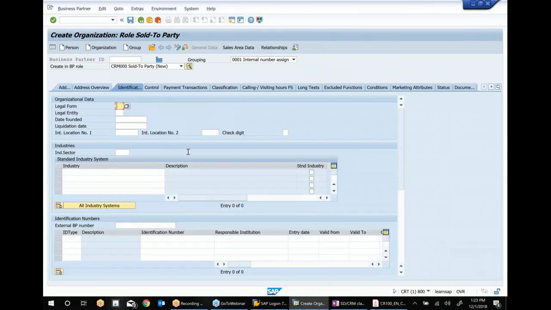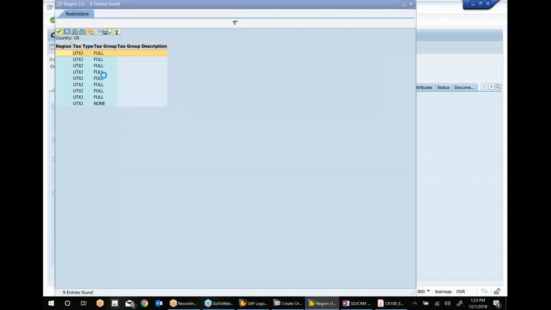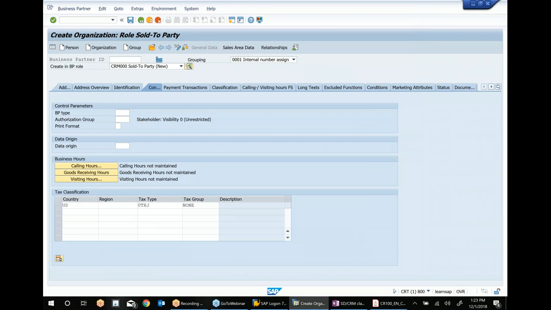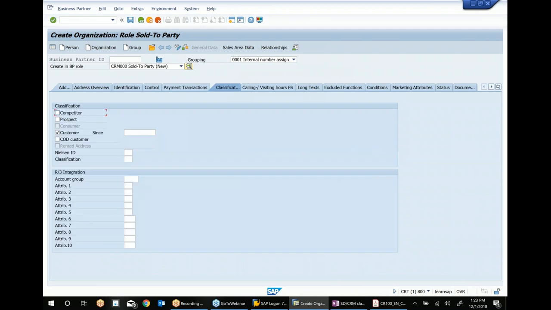You can put identification pertaining to customer, what industry and all that, the control data, tax classification, which country, what region. So not taxable, what kind of business partner type. So you can define different category of business. Is my retail customer, my wholesale customer. You can define your business transaction, what is the bank key, what is the bank account, control key, classification. In the classification, you can classify what kind of a customer it is. It is my customer, it is my prospect, it's my competitor, what kind of a customer it is.